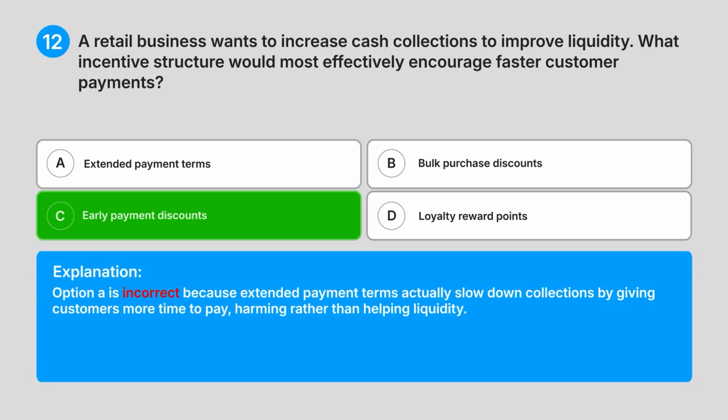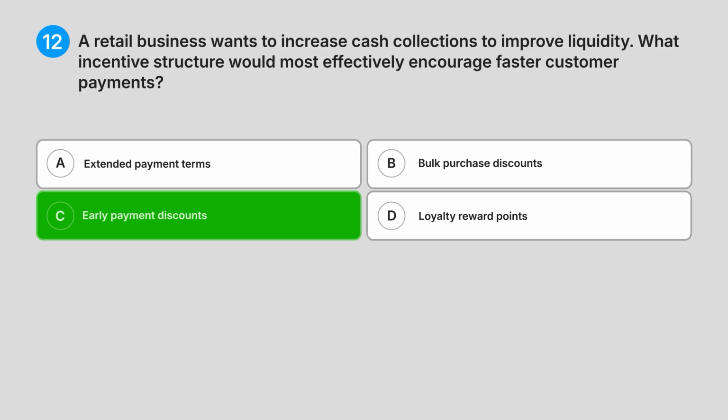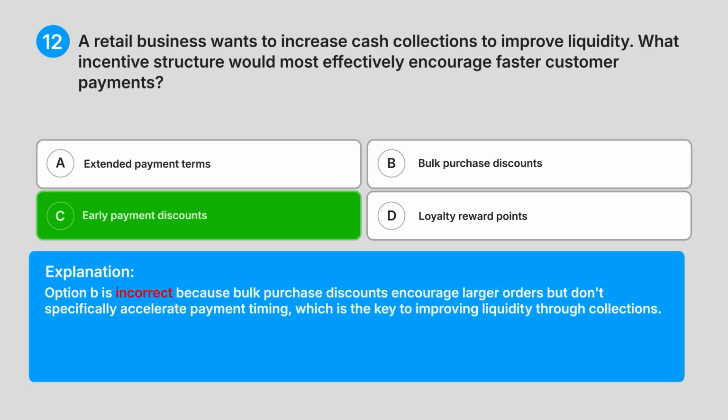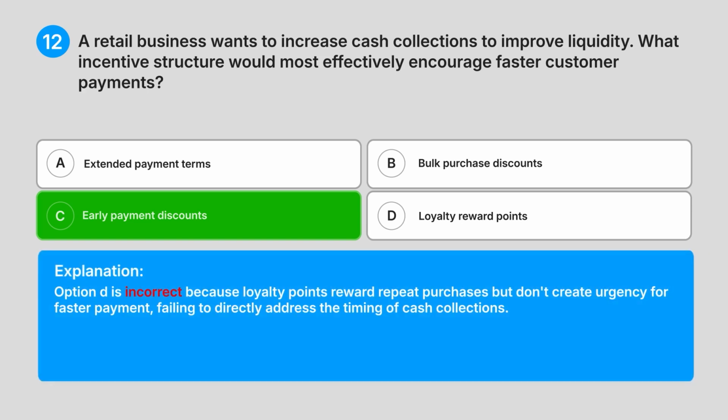Option A is incorrect because extended payment terms actually slow down collections by giving customers more time to pay, harming rather than helping liquidity. Option B is incorrect because bulk purchase discounts encourage larger orders but don't specifically accelerate payment timing, which is the key to improving liquidity through collections. Option D is incorrect because loyalty points reward repeat purchases but don't create urgency for faster payment, failing to directly address the timing of cash collections.